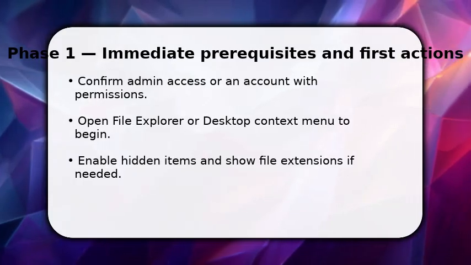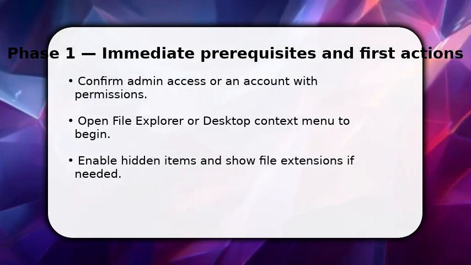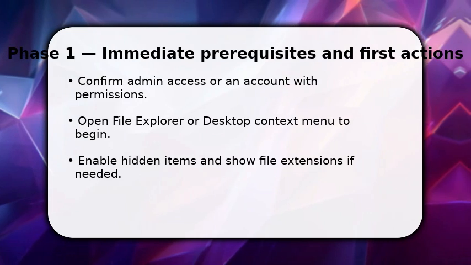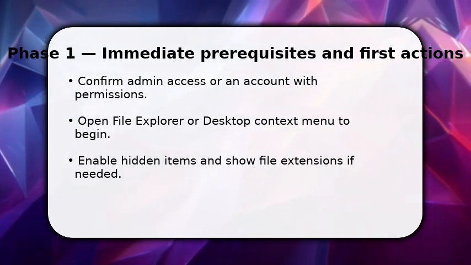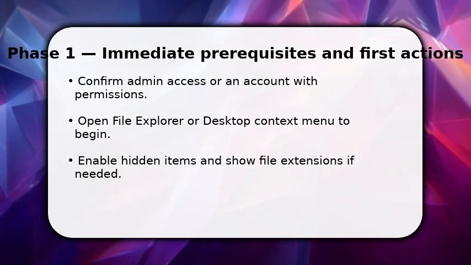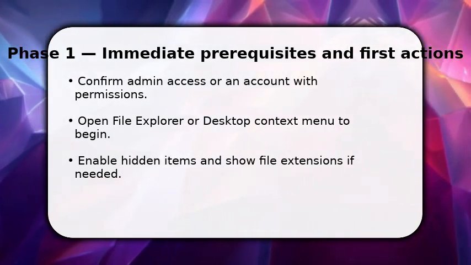You start by ensuring you have admin or equivalent rights. This lets you restore system icons. Open File Explorer, then click View, or right-click the desktop for personalization because you need access to icon settings. Once done, enable hidden items and show file extensions to avoid surprises later.